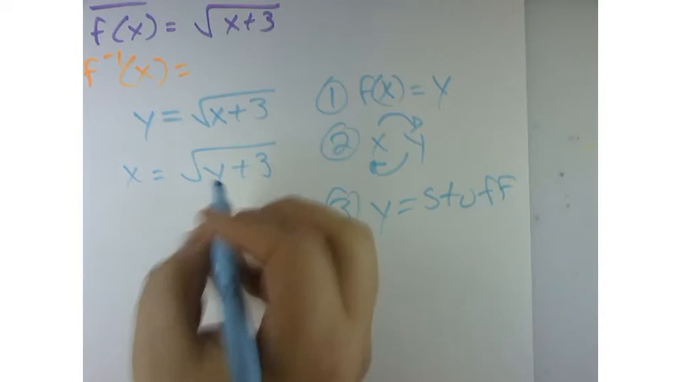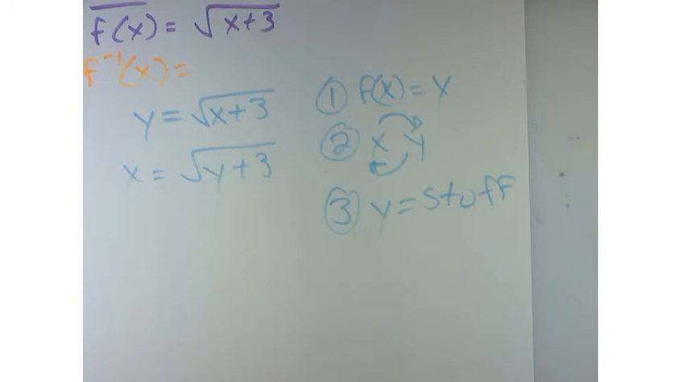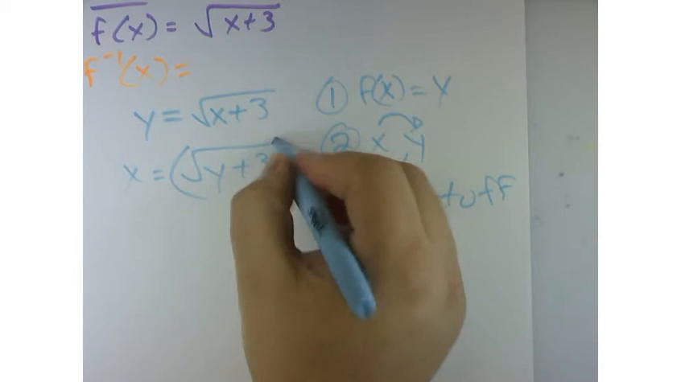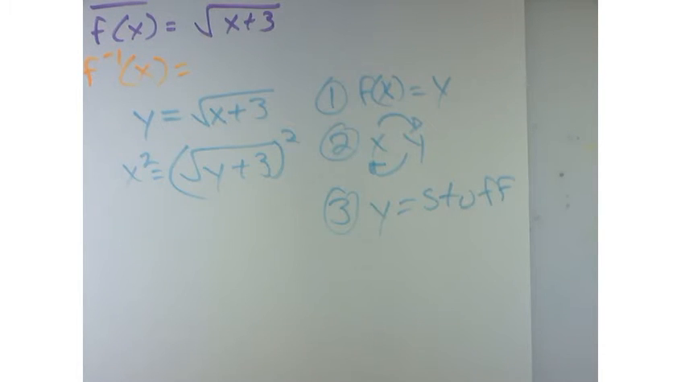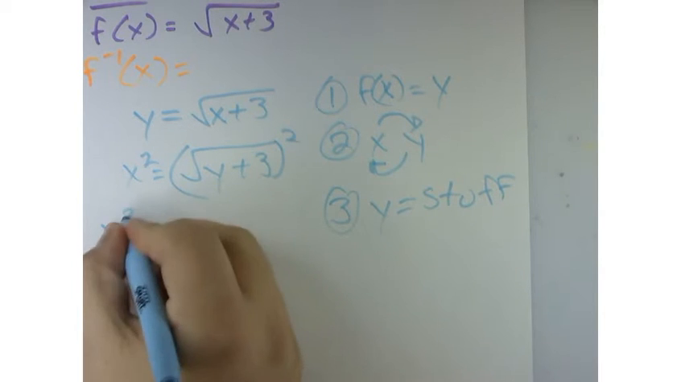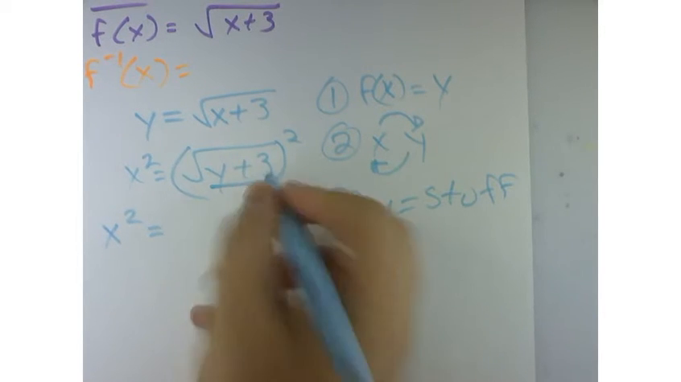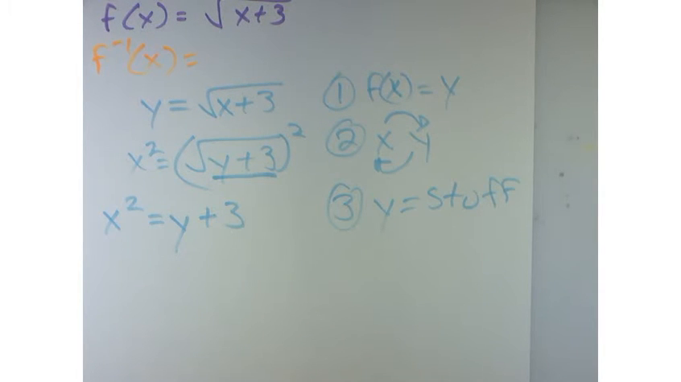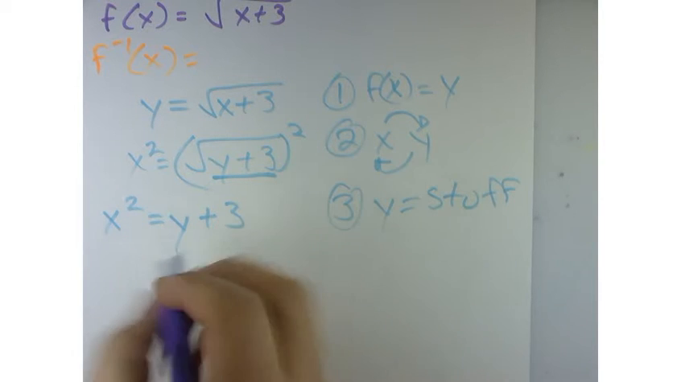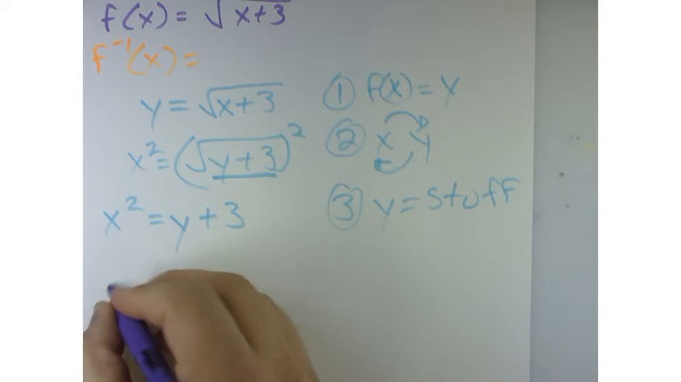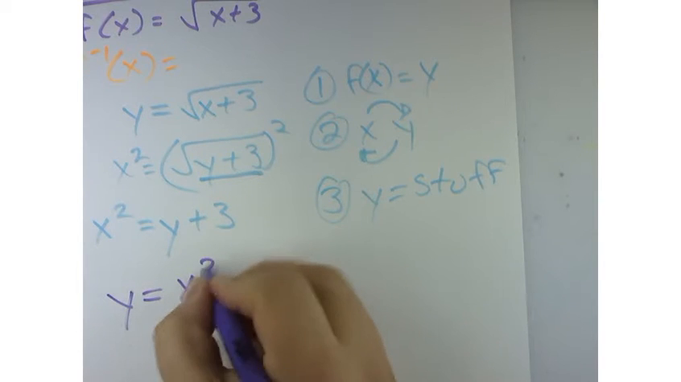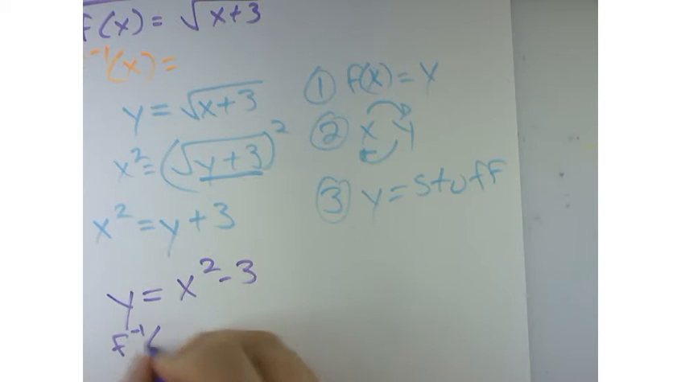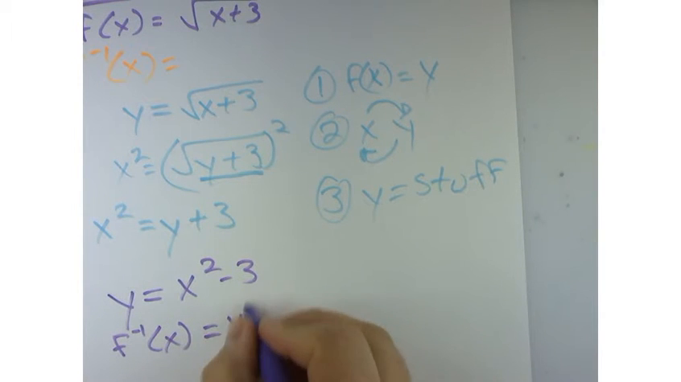So how do I get rid of the square root? What's the inverse operation of square roots? Squares. So I'm going to square this side. Whatever I do on one side, I have to do to the other. Well, I get x squared here is equal to just the base, which is y plus 3. I'm trying to solve for y, and so if I minus 3 from both sides, I get y is equal to x squared minus 3, or f inverse of x is equal to x squared minus 3.